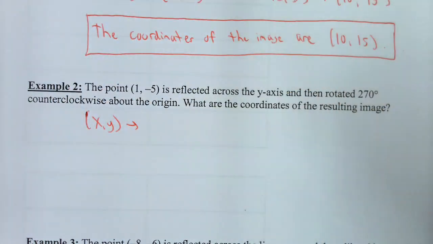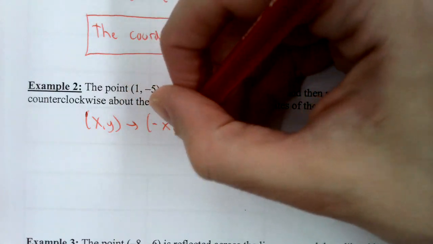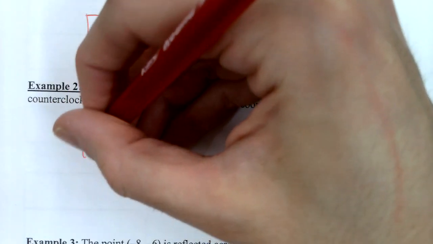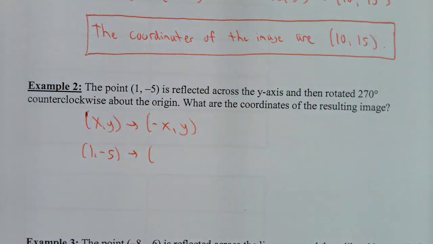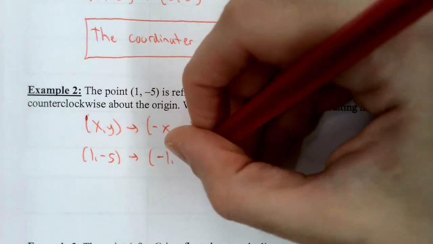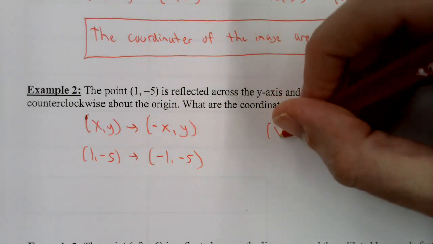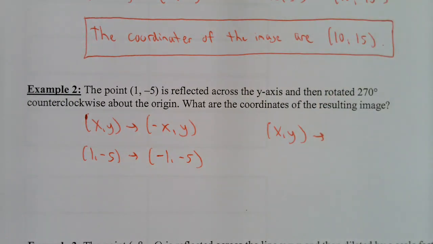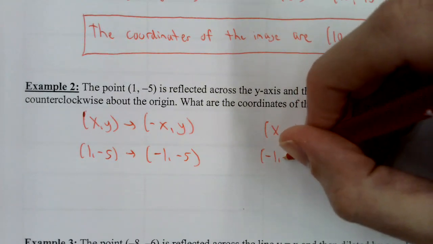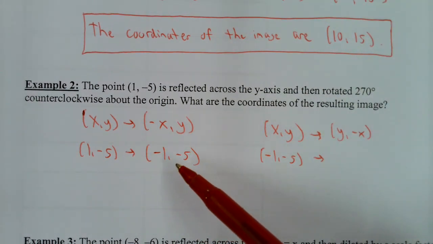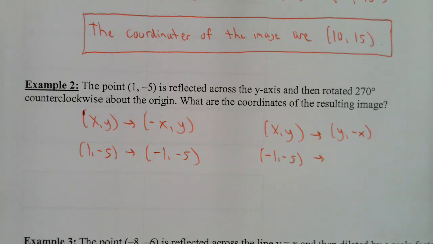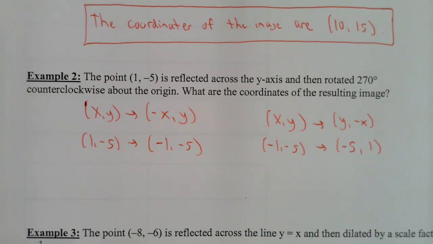So first, reflect across the y-axis. So the rule (x, y) maps onto (-x, y). So (1, -5) maps onto (-1, -5). And then rotate 270 degrees counterclockwise. So that rule, (x, y) maps onto (y, -x). So again, I'm starting with this one. (-1, -5) maps onto (-5, 1). So the coordinates of the image are (-5, 1).